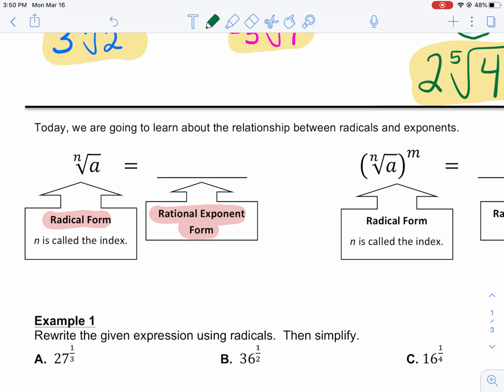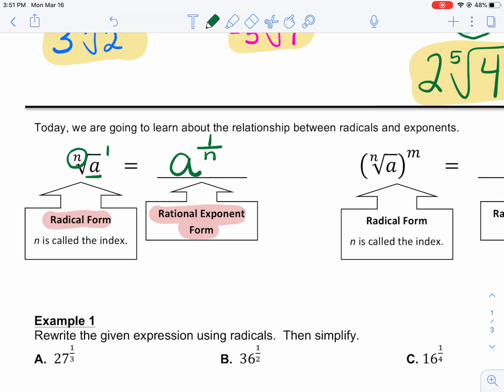Okay, so if I want to change the nth root of a to an exponent, we're going to use that radicand as our base. This number called the index is going to become the denominator of your fraction. And if you don't see any numbers on the outside, we're just going to put a 1 on top. Okay, so the nth root of a can be written as a to the 1 over n power.